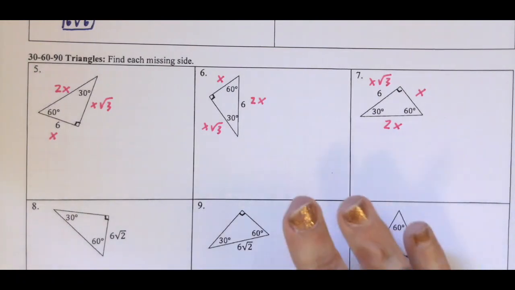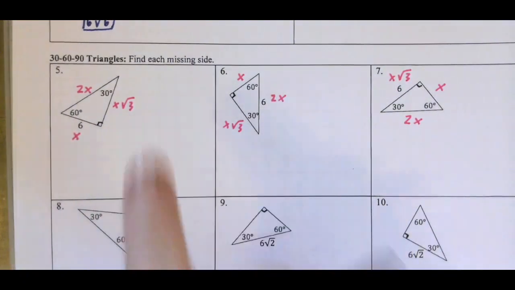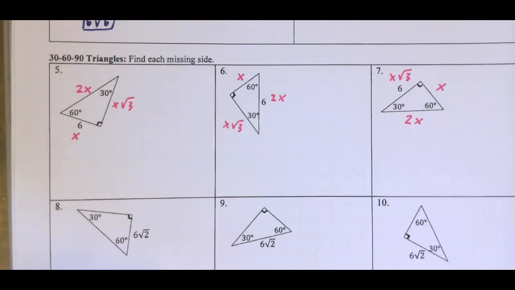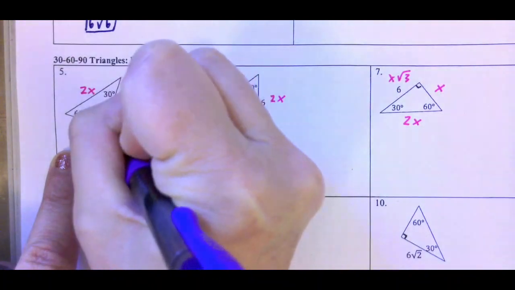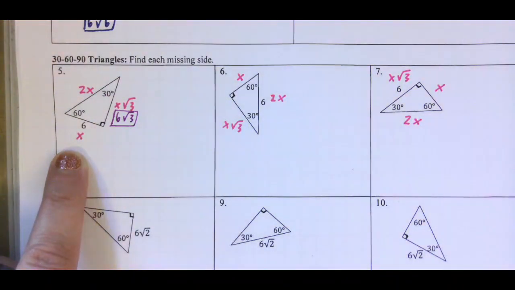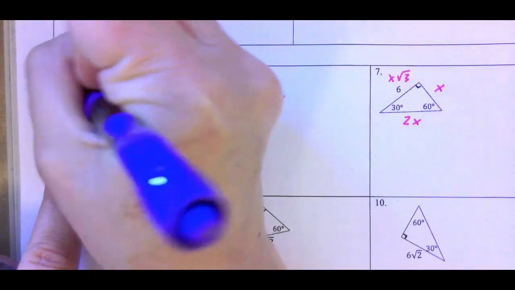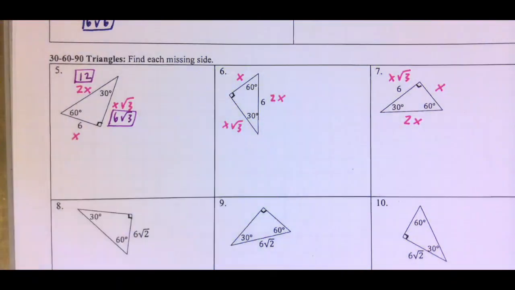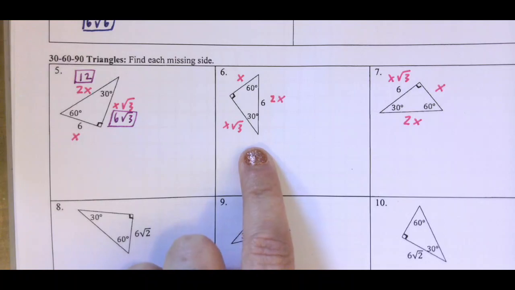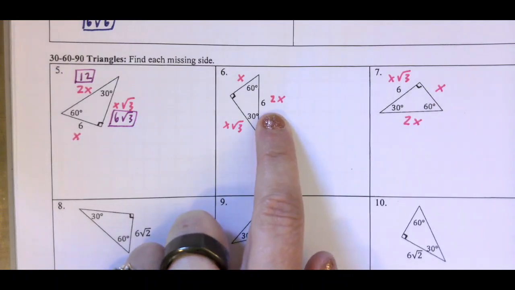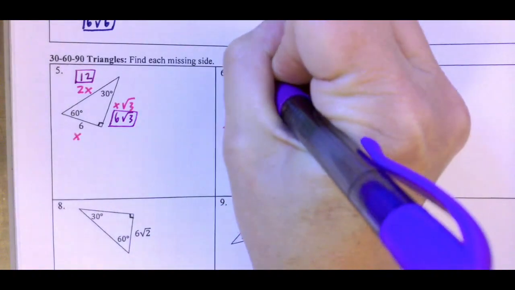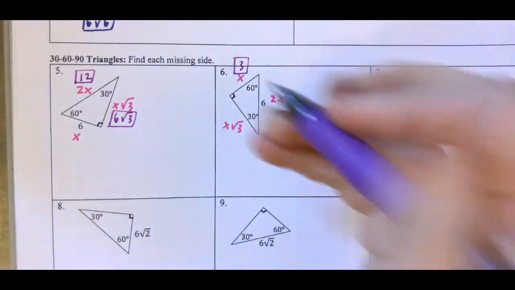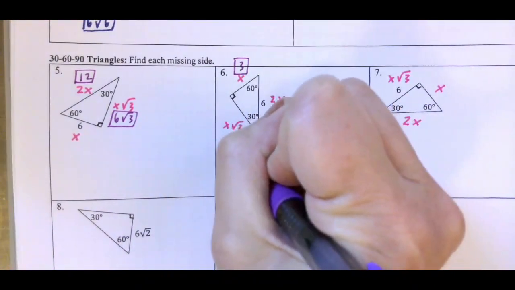All right, so if I go back to that first one right here, I'm giving you the short leg to start. That's 6. So if I multiply by root 3, the longer leg is just 6 root 3. And then 6 doubled, 6 times 2, is just 12. Hypotenuse is 12. Okay, this next one, I'm giving you the hypotenuse is 6. So if 2x is equal to 6, then x must be 3. So that short leg must be 3. And then I multiply by root 3, and that longer leg must be 3 root 3.